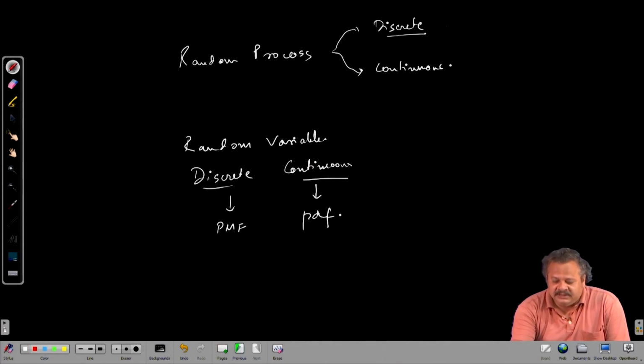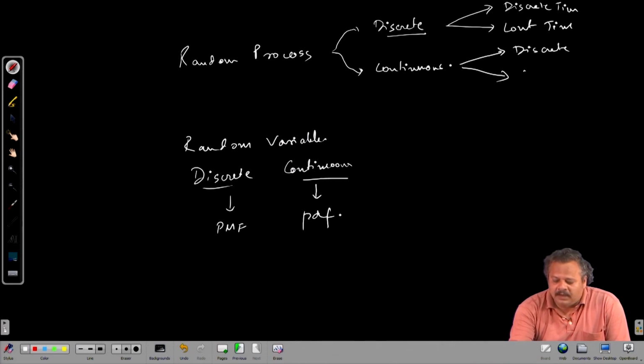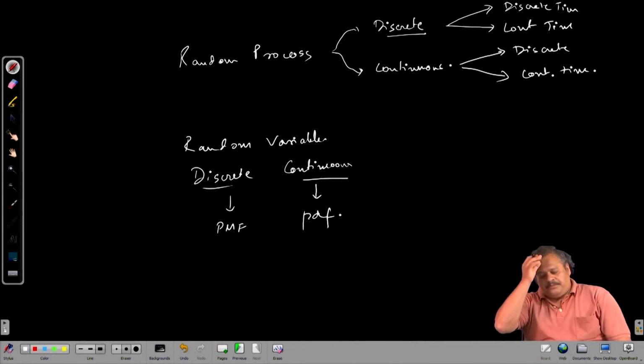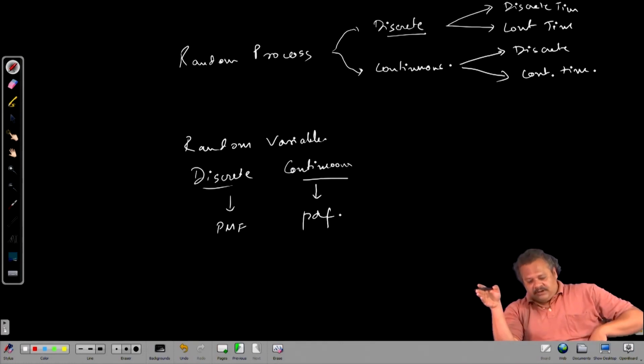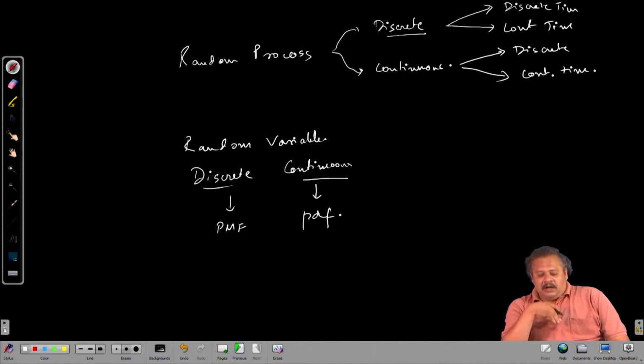And the other aspect is that each of these may be combined with what is happening in time, that is, discrete time or continuous time. So, in other words, the random process may take on discrete possible values at discrete time points, or discrete possible values continuously in time, that is a continuous time discrete valued random process. It can also be a continuous valued random process in discrete time, or a continuous valued random process in continuous time. All of these are possible, and some of these will come up in our case.